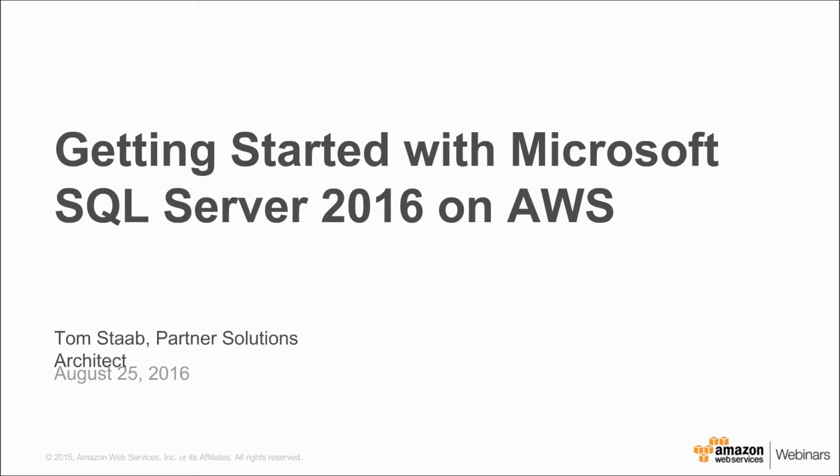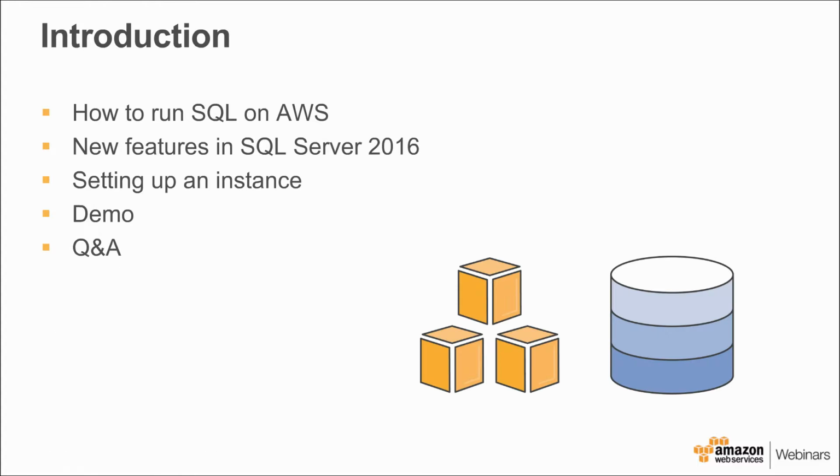This is Tom Staub. I'm a Partner Solutions Architect here at Amazon Web Services, and we're going to talk about Microsoft SQL Server 2016 and ways to use it on AWS. So first, we're going to cover running SQL Server on AWS using Amazon EC2 and Amazon RDS. And then we're going to go over some of the new features in SQL Server 2016. And then finally, we'll take a look at how you can set up an instance using AWS CloudFormation, one of our infrastructure as code options.